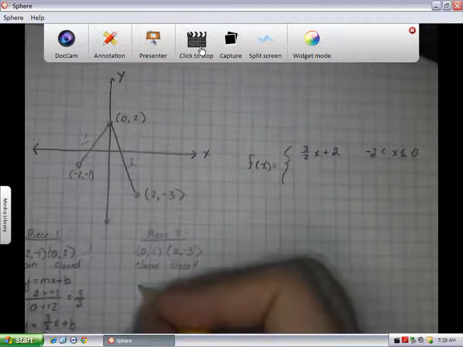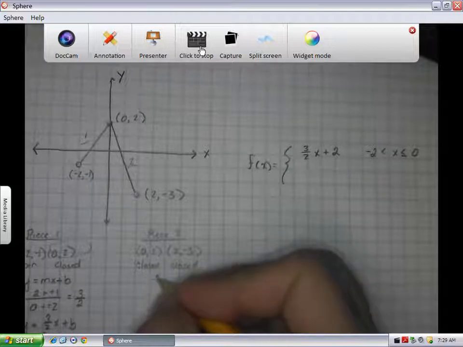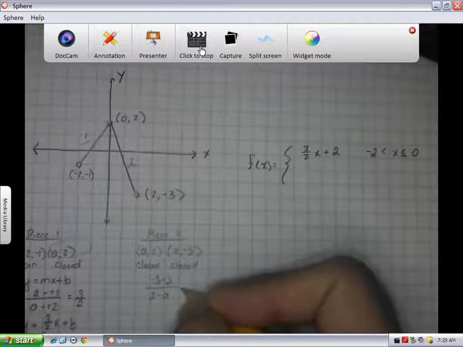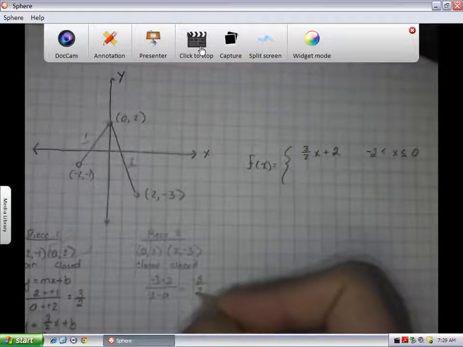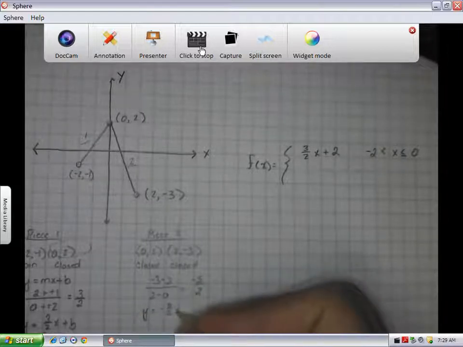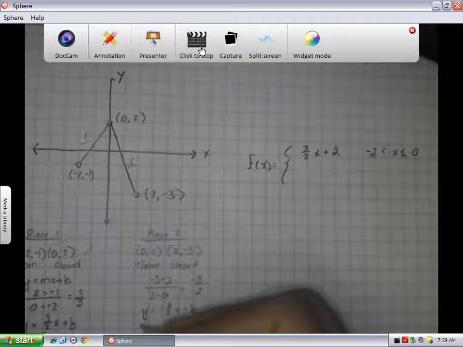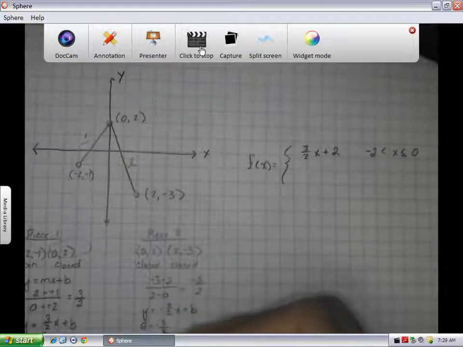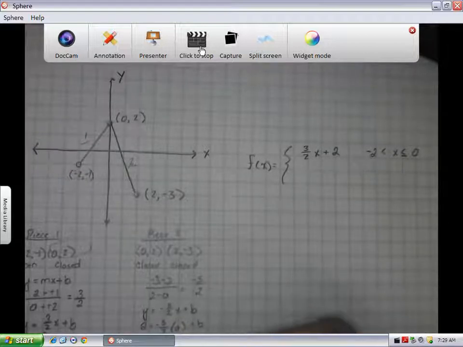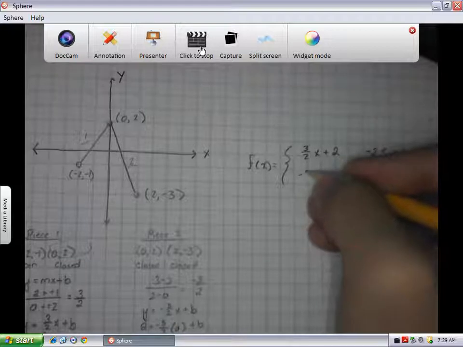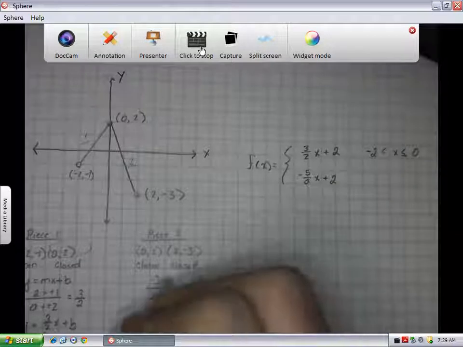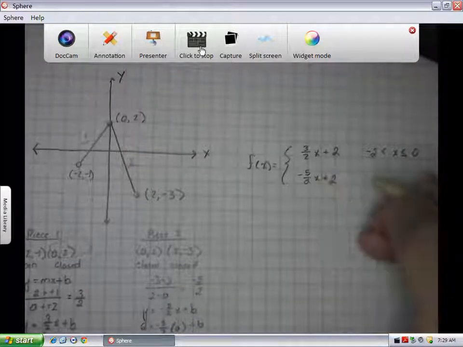Now looking at piece 2, let's do the same thing. So (y2 minus y1) over (x2 minus x1) gives me -5/2. So now y equals -5/2 x plus b, and then 2 equals -5/2 times 0 plus b, so 2 equals b. That doesn't surprise me, because looking at the graph of the line, it also crossed the y-axis at 2. So that is -5/2 x plus 2.